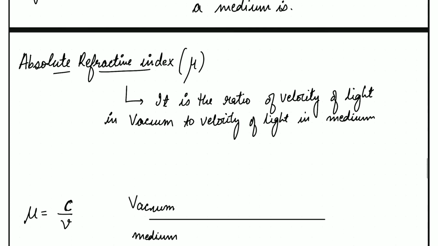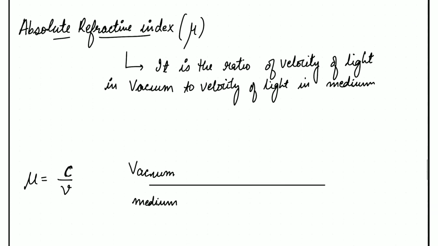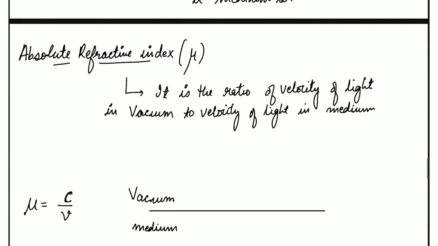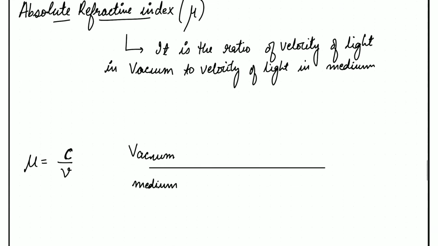So that is your refractive index. Now there is something known as the absolute refractive index of a medium. Here you are basically comparing the refractive index of the second medium with respect to the first medium. Now if you want to find out the absolute value of a particular refractive index, how can you find that out? Let's discuss that.